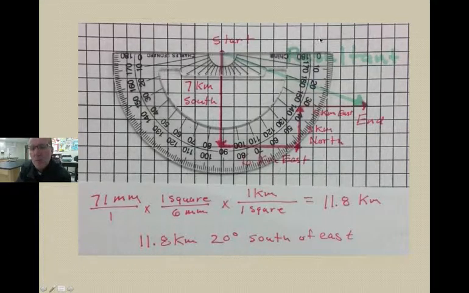Where's my cursor? There it is. This right here is my east line, and since my resultant is south of that, that would be 20 degrees south of east. So my complete answer is 11.8 kilometers, 20 degrees south of east. Remember, you have to have a magnitude, and we have to have a direction. In some cases, we have to have an actual number of degrees for that to be a complete answer.